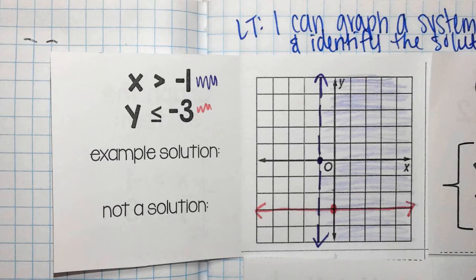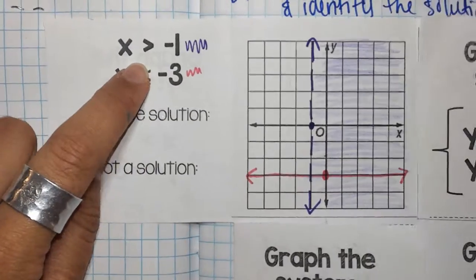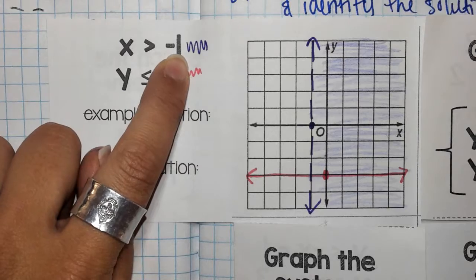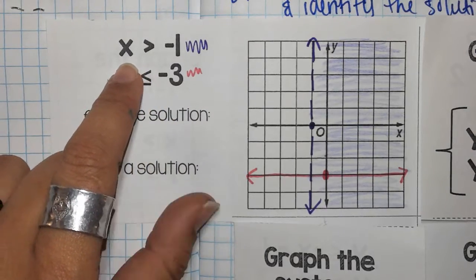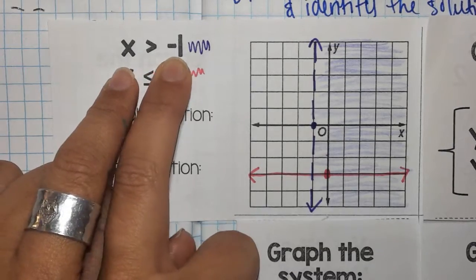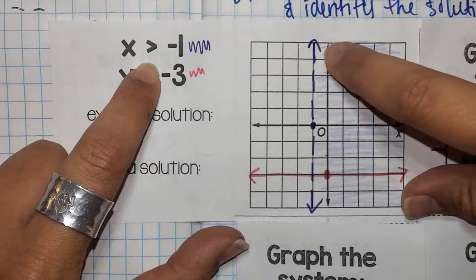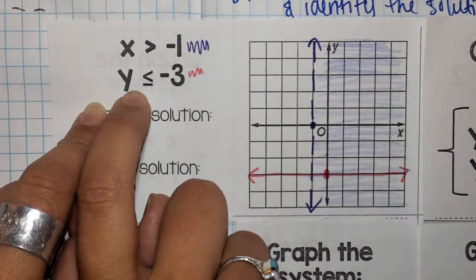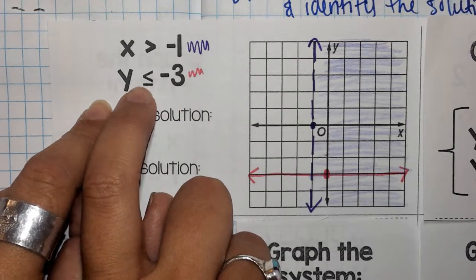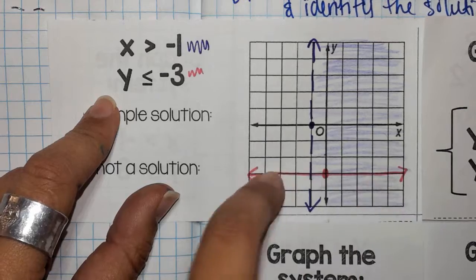So, again, do you see how x is greater than -1? That means that your answer cannot be -1, because -1 is not greater than -1, it's equal to. So this means that all x values greater than this number, so we put a dash line to show that this is where it begins. This says that y is less than or equal to -3. It's equal to it because of that line under it, so that's why we put a solid line to show that that's part of our answer.